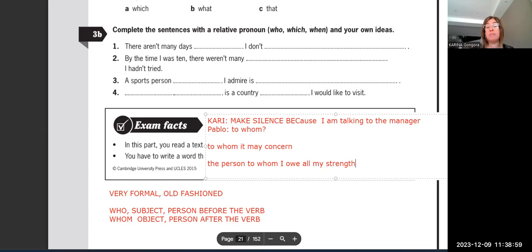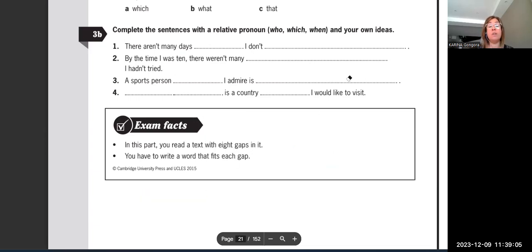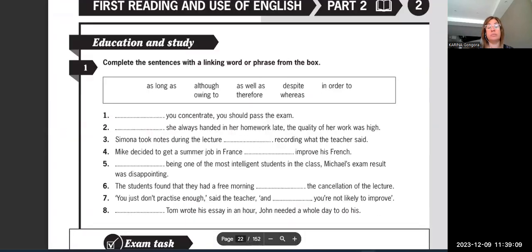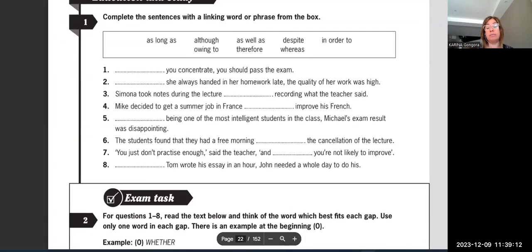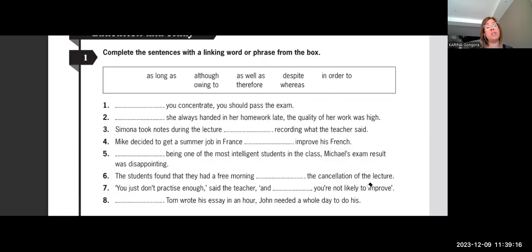One more. Give me just a sec. I will erase everything. There you go. Okay, here we are. Okay, this is more difficult.